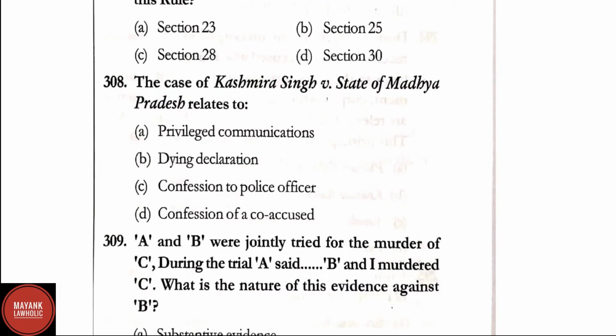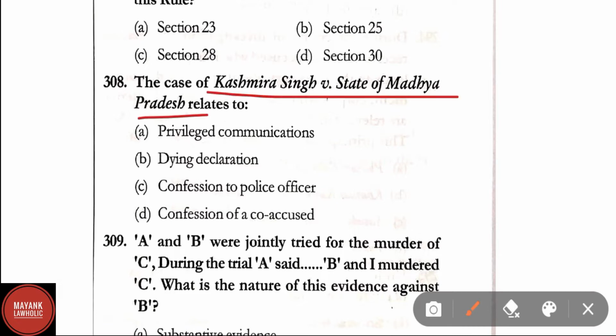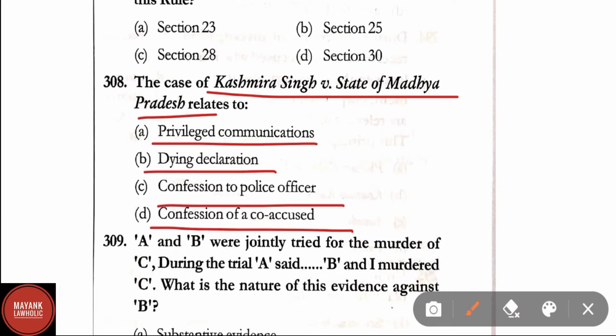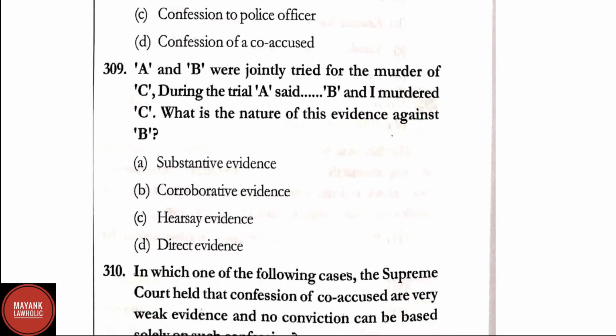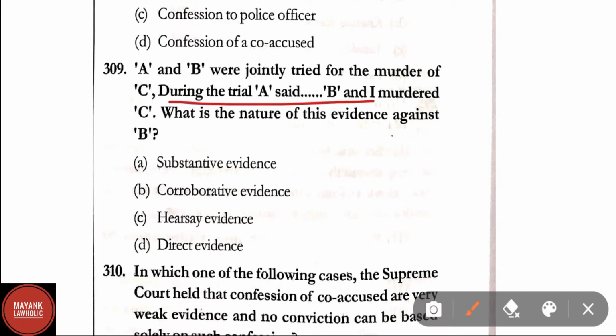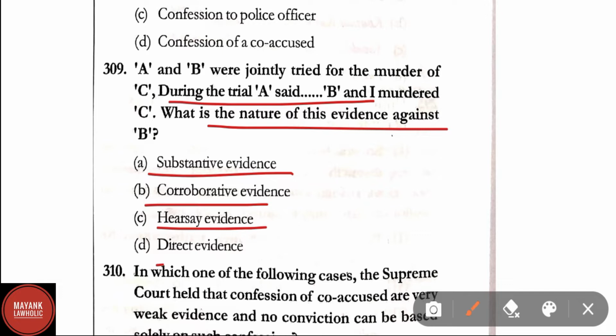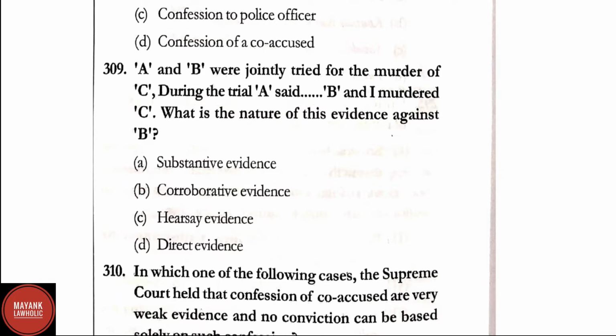Question number 308. The case of Kashmira Singh versus State of Madhya Pradesh relates to privileged communications, dying declaration, confession to police officer, or confession of a co-accused. The correct answer here is option D, that is confession of a co-accused. Question number 309. A and B were jointly tried for the murder of C. During the trial, A said B and I murdered C. What is the nature of this evidence against B? Option A, substantive evidence, option B, corroborative evidence, option C, hearsay evidence, and option D, direct evidence. Here the correct answer is option B, that is corroborative evidence.